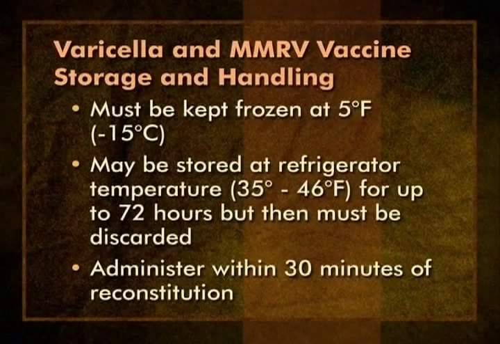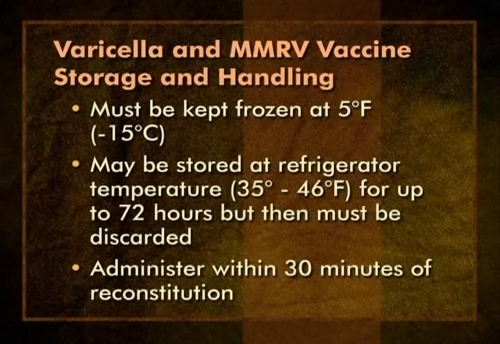We discussed vaccine storage and handling in the first session of this course. Because varicella and MMRV vaccines are particularly fragile, we would like to remind you of their storage requirements. Varicella and MMRV vaccines must be kept frozen. They must be shipped with dry ice and must be stored at 5 degrees Fahrenheit or colder.